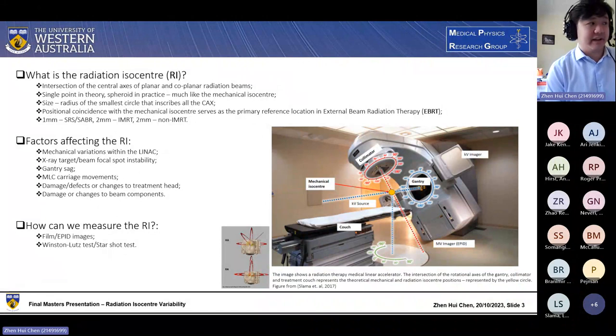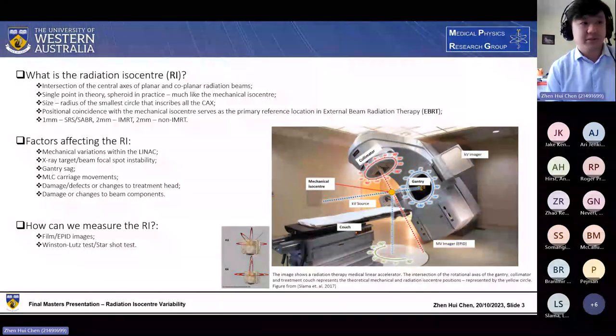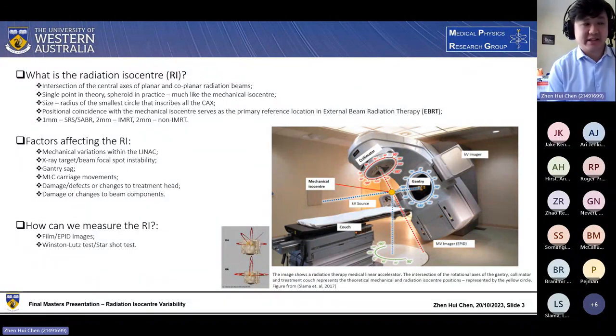So first off, let us understand what the radiation isocenter is, because I think this is a confusing point for many. We have the official definition, where it's the intersection of the central axis of planar and non-planar radiation beams. Basically, as your collimator and your gantry are rotating, and your couch might rotate as well, all these combinations of beams would give you your radiation isocenter in the middle. That should be a single point in theory, but because of mechanical variations and no machine is perfect, it's a sphere in practice. The size of this radiation isocenter is the smallest circle that inscribes all the central axes. And usually when we talk about radiation isocenter, we're talking about the positional coincidence between the radiation isocenter and the mechanical isocenter, which is then used as a primary reference location for any external beam radiation therapy, or EBRT.